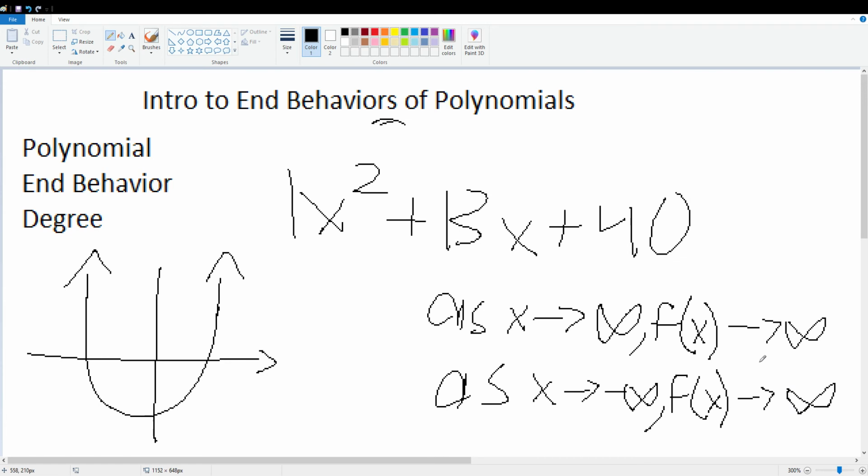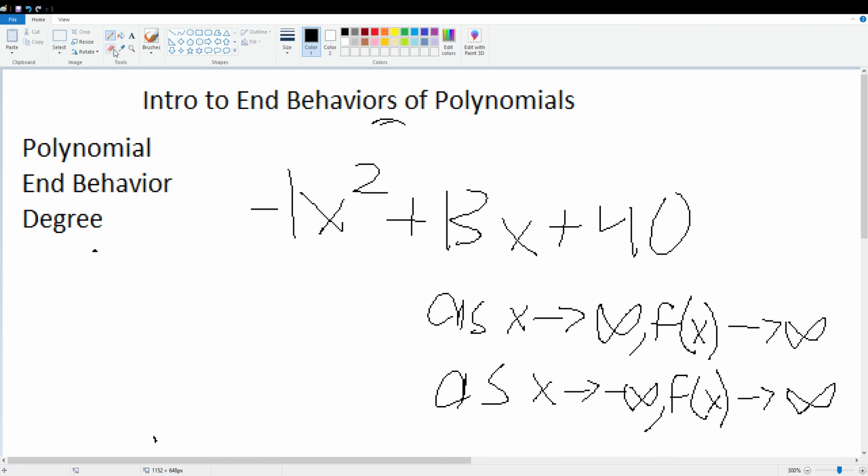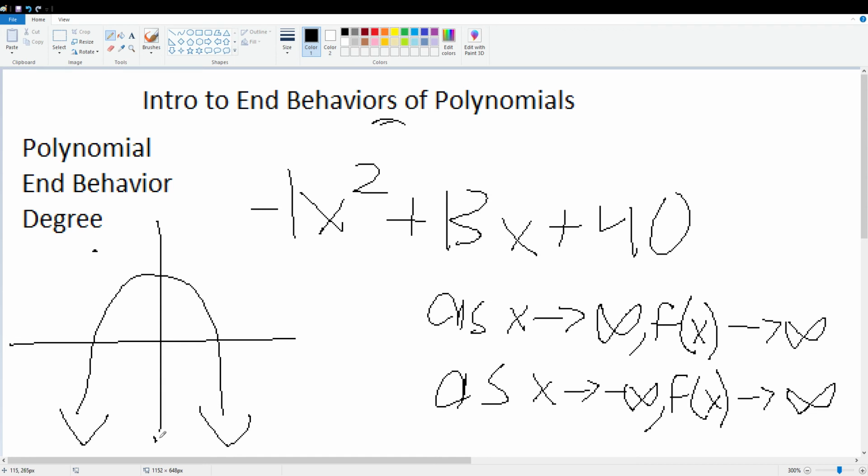infinity. Now, say this were to be a -1 instead, then the graph would probably look something more like this. Now, as you can see, since it is negative, that means that both of them will be going down this time. So as x approaches positive infinity, f of x will approach negative infinity, and as x approaches negative infinity, f of x will approach negative infinity. So that would just look like this: as x approaches infinity, f of x approaches negative infinity, and as x approaches negative infinity, f of x will still approach negative infinity.